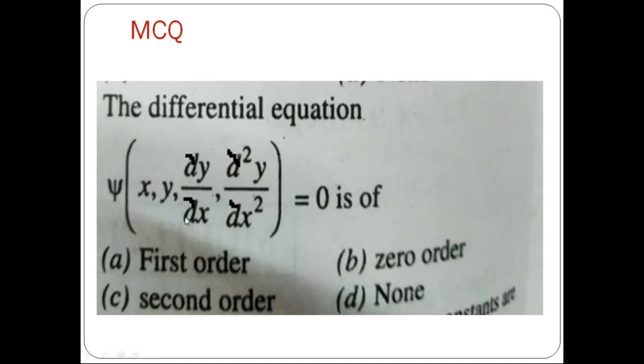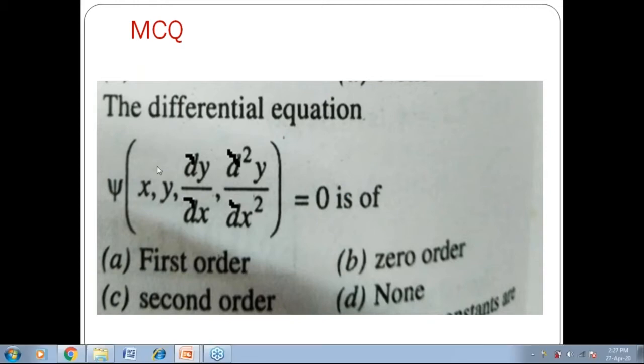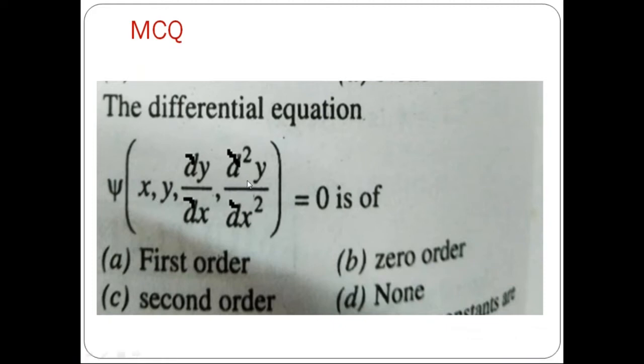Next, this is another MCQ for you people. The differential equation is a function of x, y, ∂y/∂x, ∂²y/∂x² equal to 0. Now please tell me, what is the order of this differential equation? To write this equation, how many highest order derivatives are required? It is a function of two derivatives. It means it is of second order, so the answer will be C. I repeat, here it is a function of x, y, first derivative, second derivative. Highest order derivative is 2, so the answer will be 2, meaning second order. So option C will be the correct option.